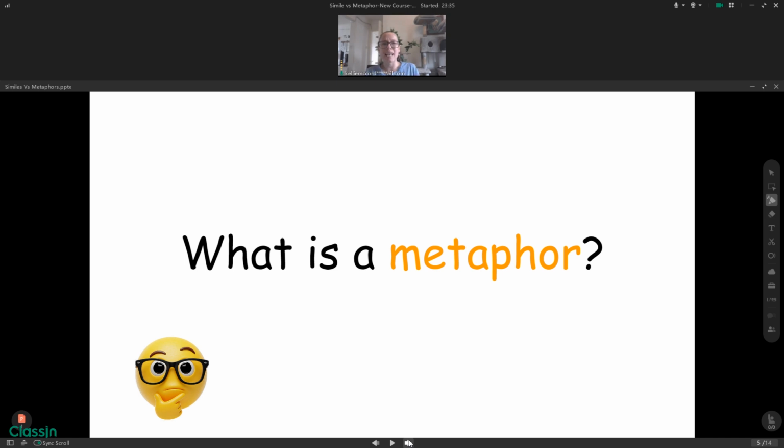So, what is a metaphor then? We now know what a simile is. So, what is a metaphor? Have a think and write your answer down what you think it is. It's always important to think about it and see what you already know.